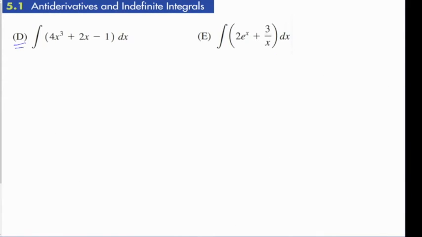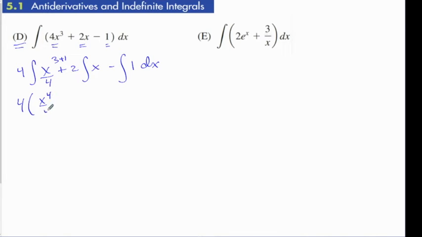If you look at problem D, we have multiple terms. We can break this up into multiple antiderivatives. I can break this up into 4 times the antiderivative of x cubed plus 2 times the antiderivative of x minus the antiderivative of 1, and each of these have a dx after them. So we're left with 4, and we say using the power rule, I'm going to add 1, which gives me 4, and divide by 4. So this is x to the 4th over 4, plus 2.